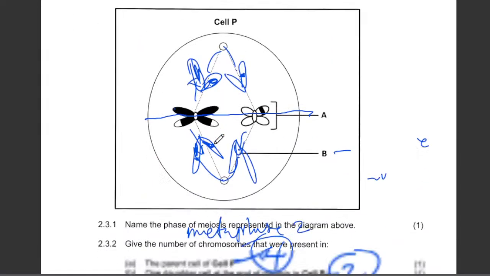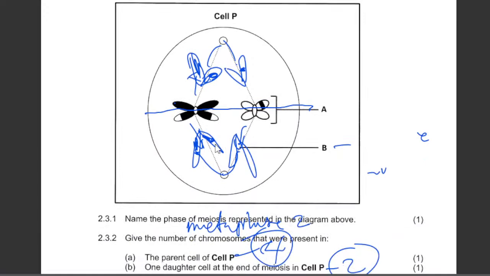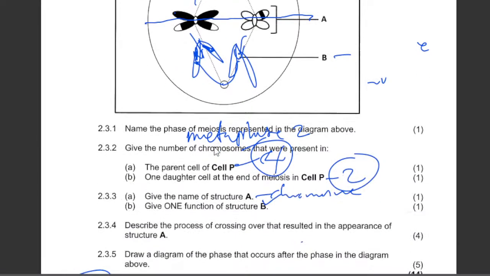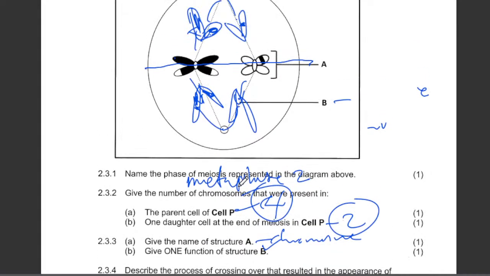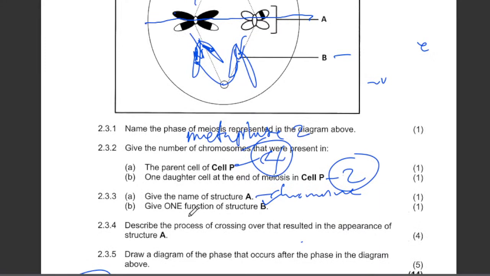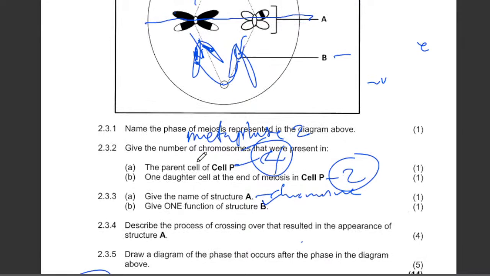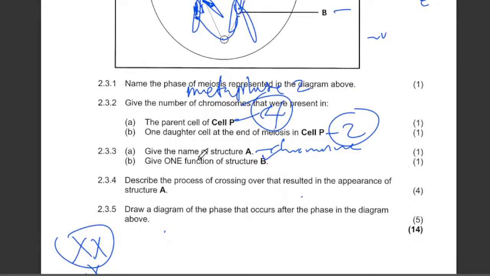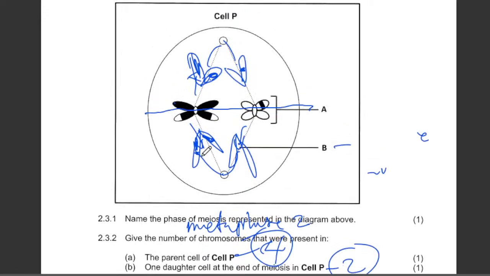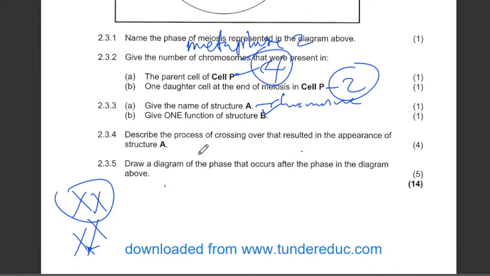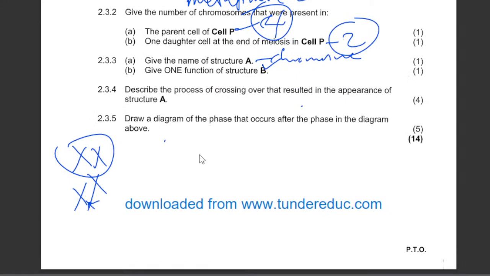Because the question is saying the next phase, the diagram of a cell showing anaphase 2. So basically that's what you're supposed to say as the caption, and then you draw these chromosomes I've shown you.